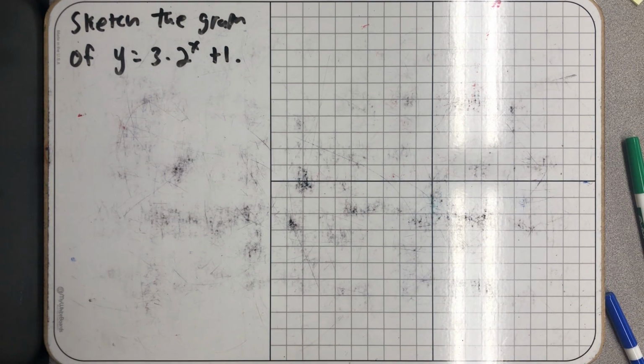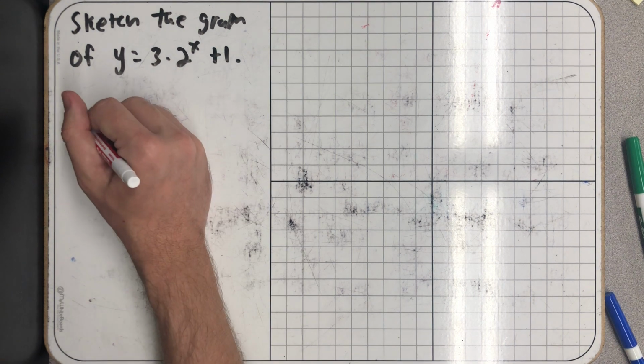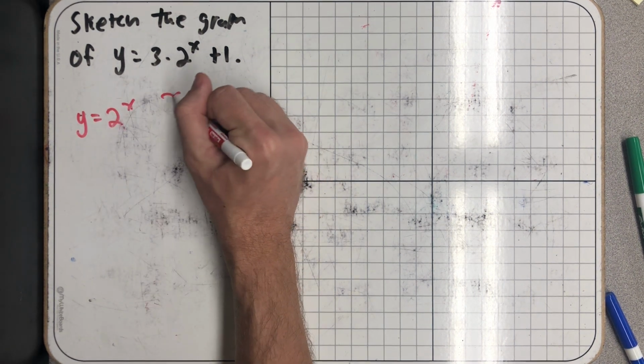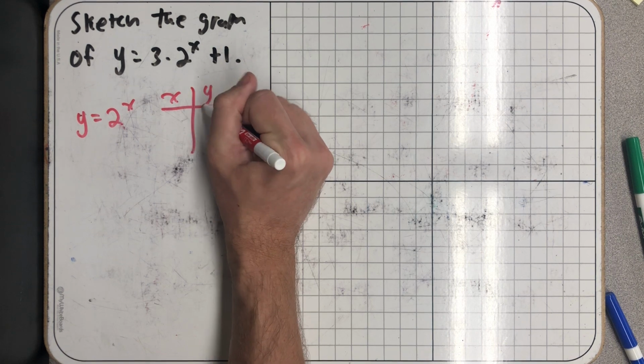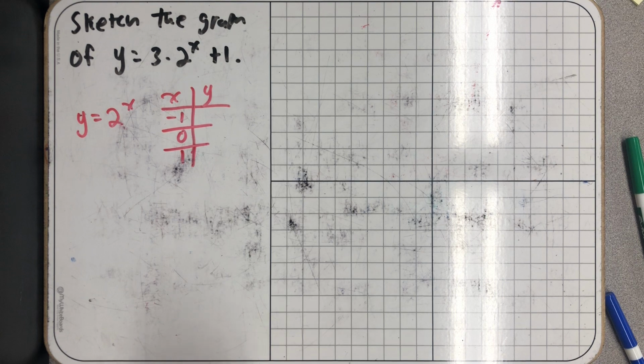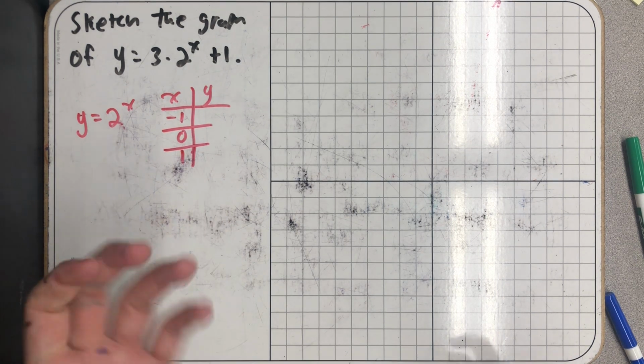Let's sketch the graph of y equals 3 times 2 raised to the x power plus 1. And I want to proceed by using our transformations of functions, which means I'm first going to think about the graph of y equals 2 raised to the x power, which I can graph very quickly, just with 3 points. I already know that's an exponential growth model, right, because the base is larger than 1.